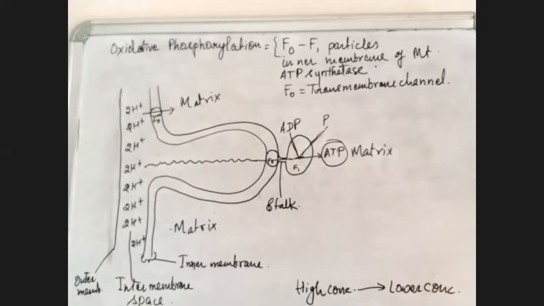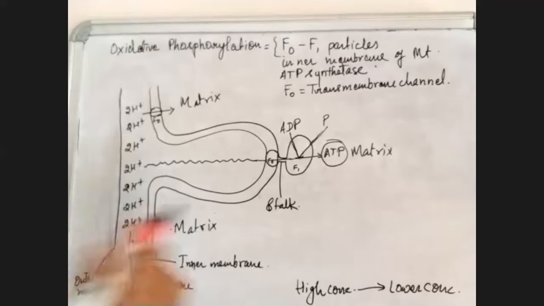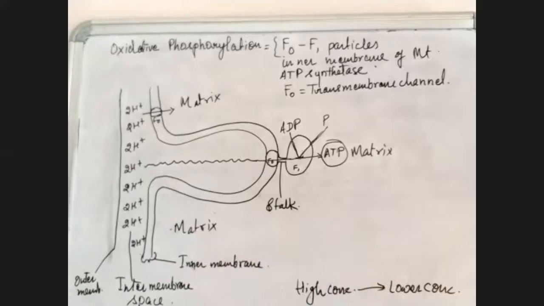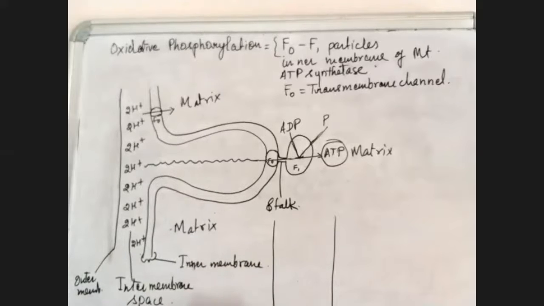See, some girl has asked to repeat the electron part. So children, for that electron part, I'll have to make another diagram here. Let me look for the duster. I'll make another diagram here for that electron part. What I told you, this is outer membrane, this is outer membrane, this is intermembrane space, this is matrix.